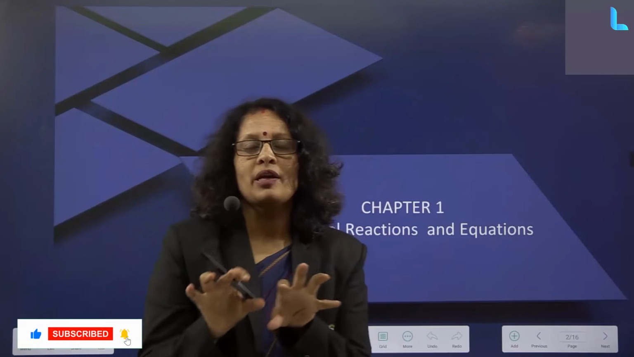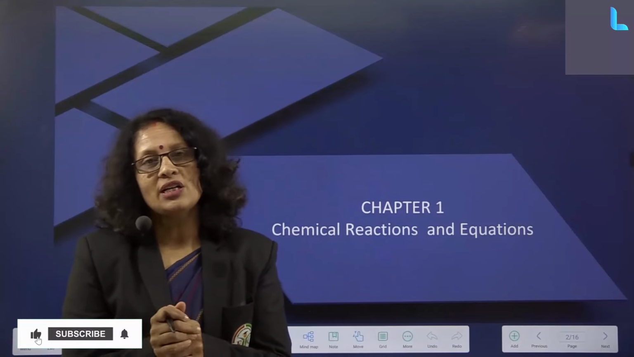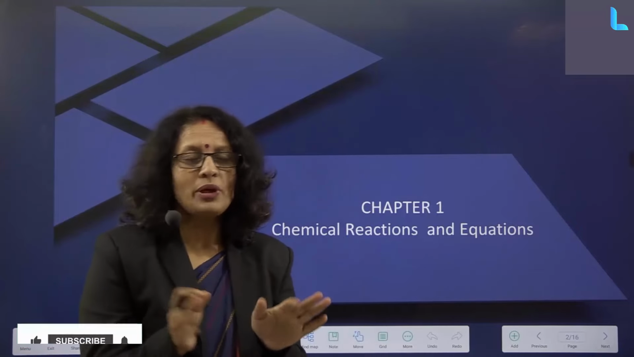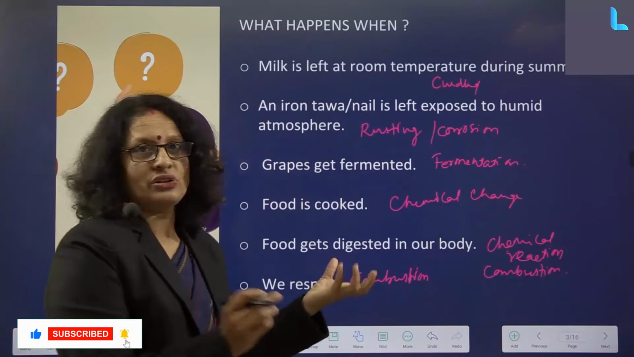Like cooking of food. Cooked food and raw food have totally different appearance and color, and you cannot convert cooked food back to raw food, or digested food to undigested food. So these are called chemical changes. Chemical changes are changes which cannot be reversed. Okay, let's see now, there are a few examples.